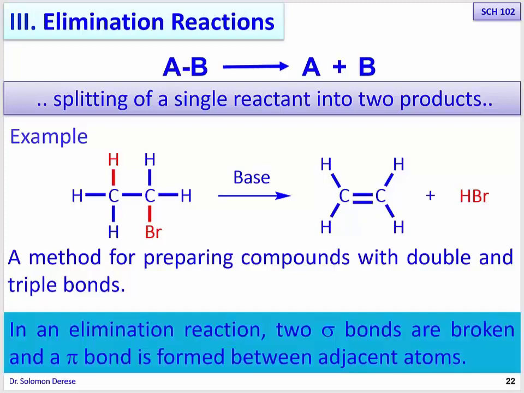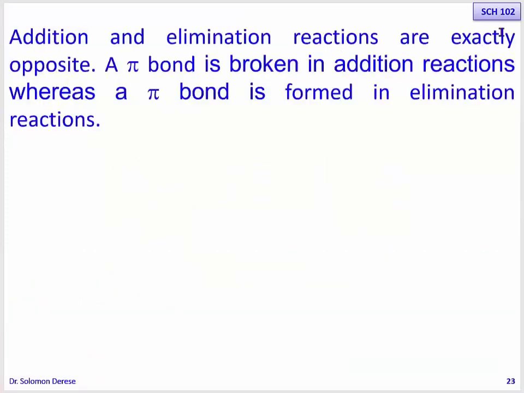In general, during the course of an elimination reaction, the exact opposite of an addition reaction happens. Two sigma bonds will be broken and a pi bond will form between adjacent atoms. So this hydrogen and the bromine are eliminated or removed from adjacent carbons, and then these carbons that are next to each other in the product will have a carbon-carbon double bond, a new pi bond. So addition and elimination reactions are exact opposites of each other.